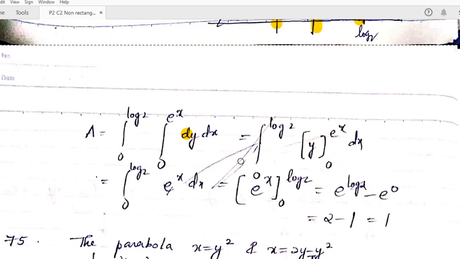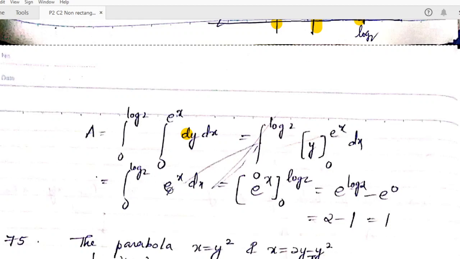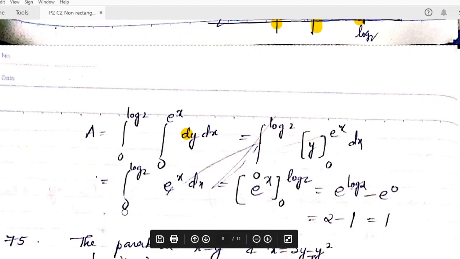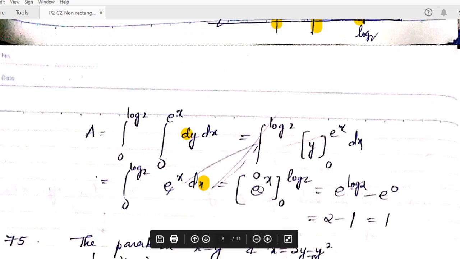Now we will be putting the upper limit. Put y equal to e raised to x, you get e raised to x, minus put y equal to 0, you get e raised to x minus 0, that is e raised to x. So here it is integral 0 to log 2 of e raised to x dx. Next you will be integrating with respect to x. So the integration of e raised to x is e raised to x. Limits are log 2 and 0.